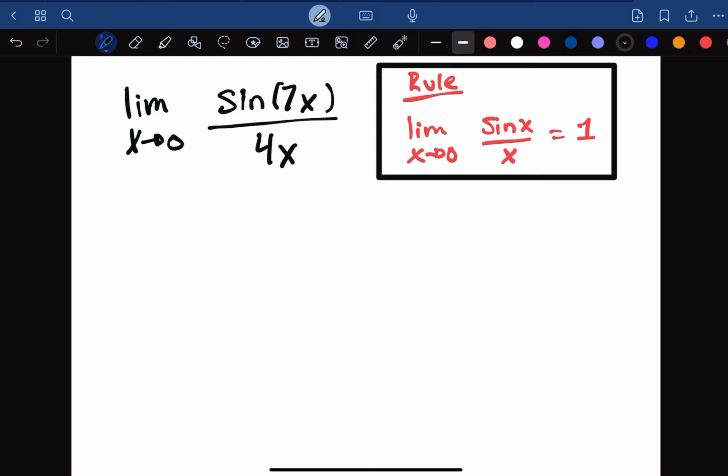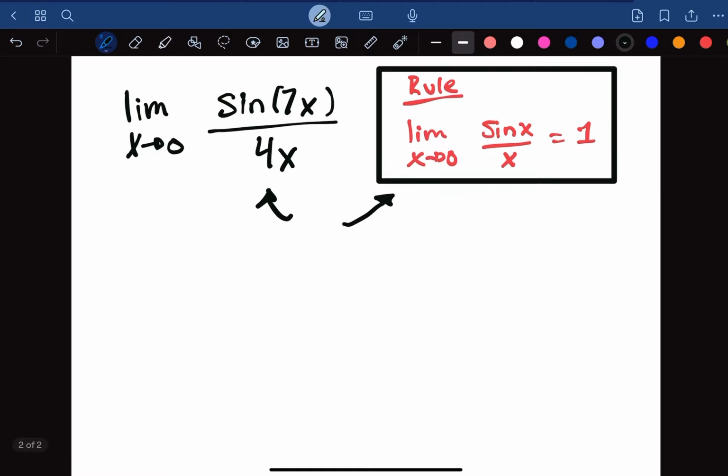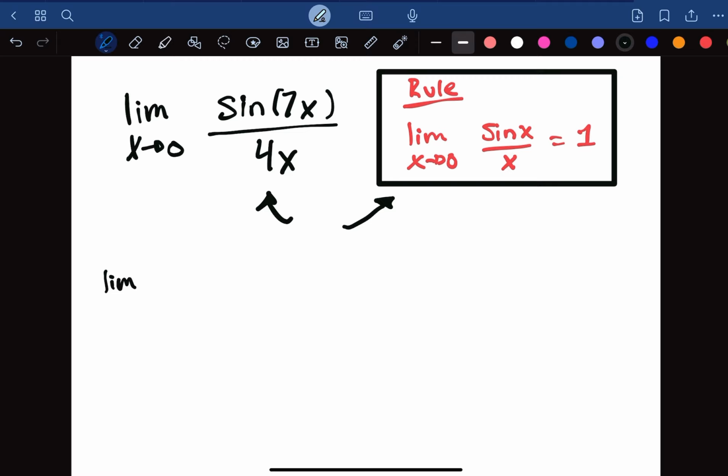And so using this information, we know that if we have the limit as x is approaching 0 of sine x over x, that's equal to 1. What we're going to do is try to manipulate this problem a little bit so that we're able to substitute this rule in for some point of our limit. So now we have the limit as x is approaching 0 of sine 7x over 4x.